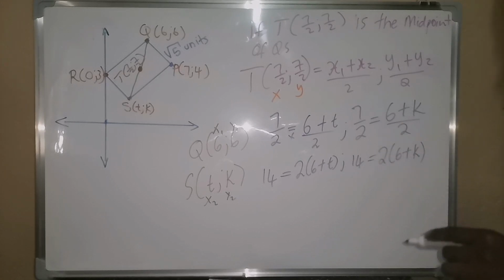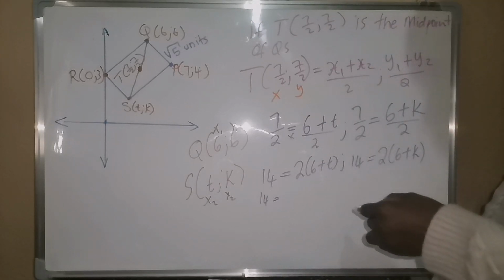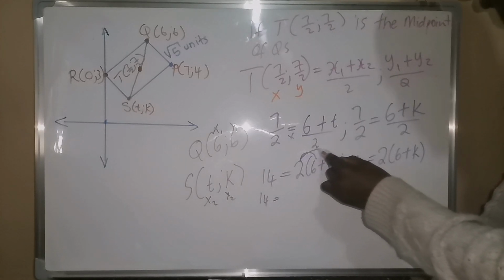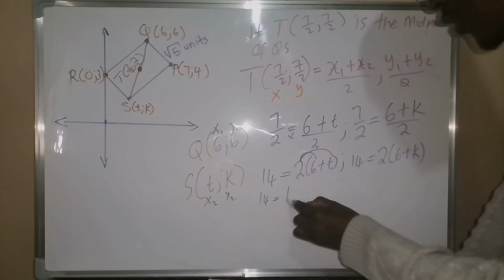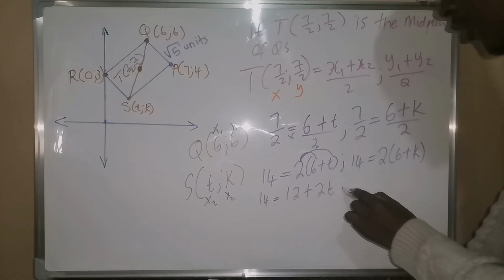I just want to move step by step, guys. Now 14 equals, you know that I need to remove the bracket. To multiply these 2 on each term inside the bracket. 2 times 6 is 12, plus 2 times t is 2t.